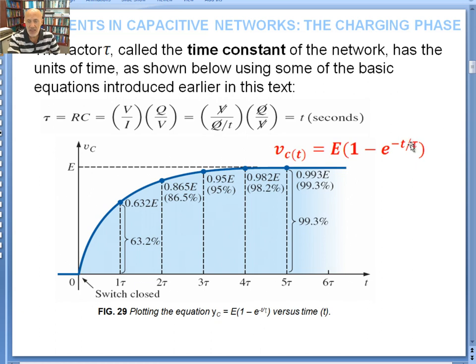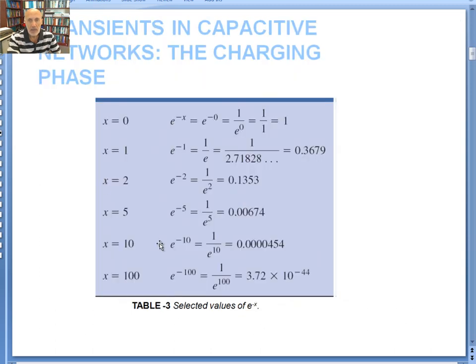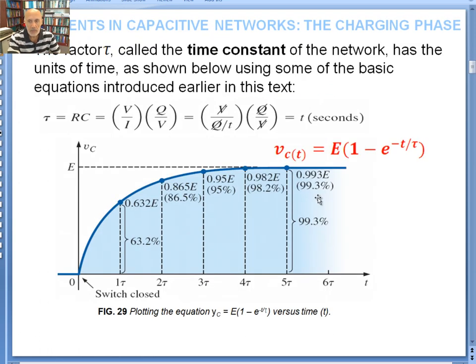As t approaches infinity, and infinity is a relative term, which here is 5 time constants. If I replace t with 5 tau, tau and tau will cancel out. You get e to the minus 5, which is almost 0. From this table, e to the minus 5 is 0.0067, so it's almost down to 0. So the capacitor is going to charge up to the input voltage. This is where the switching is happening, and this is after 5 time constants. The voltage is going to reach a steady state value.